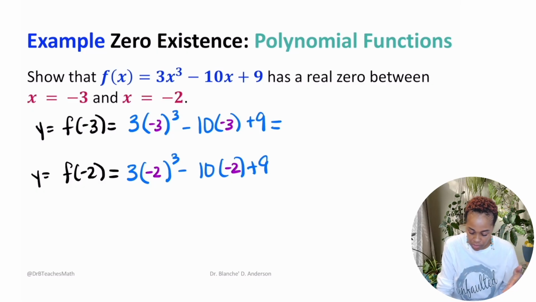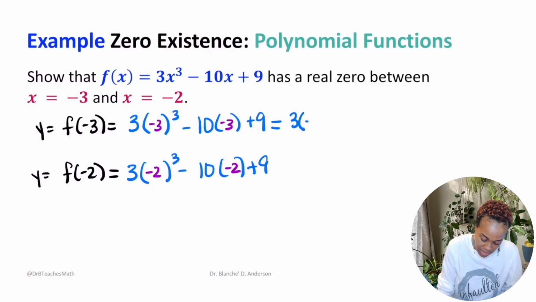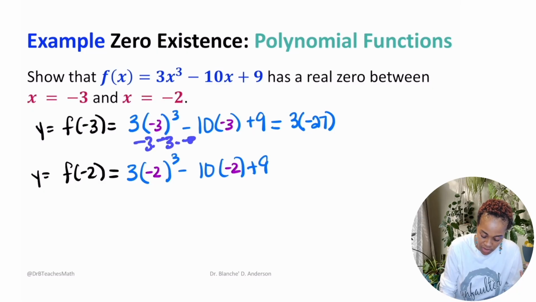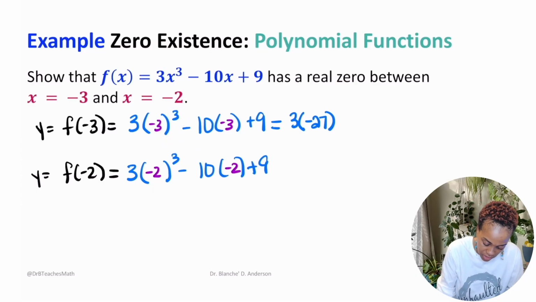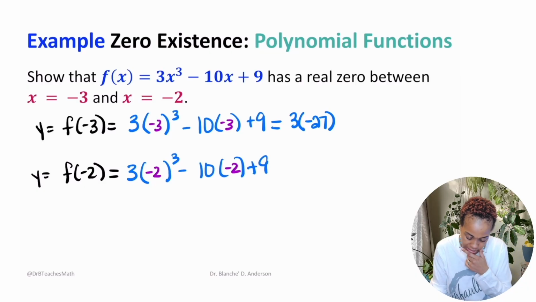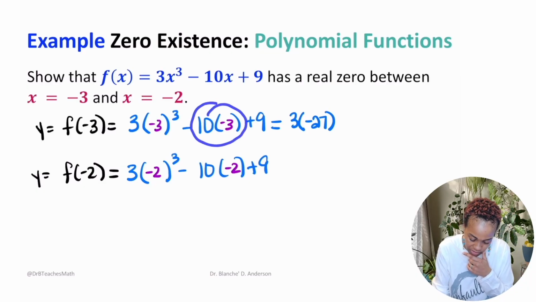So that's going to be what? 3 times, what is that, -27? And you're like, Dr. B, how did you get that? -3 times -3 is a positive 9, but you have one more 3 because it's cubed, okay? And then we're doing minus. So a minus 10 times a minus 3, that's going to be a positive 30. Y'all see that? And then plus 9.